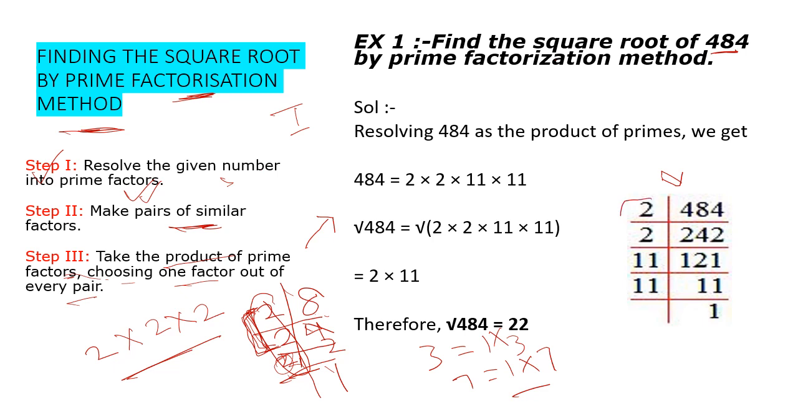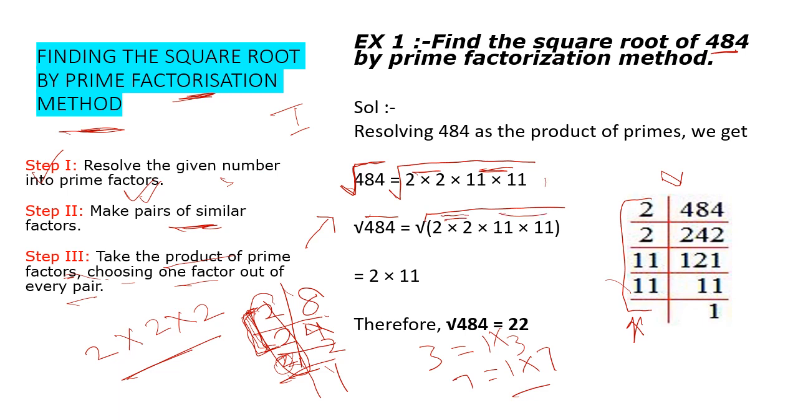So I have broken down this number into its prime factors, the same way you used to do it in the LCM method. Then, always remember, it has not been written here, but you have to put a sign like this. So 484 has been broken down. Then you have to make pairs of the similar factors. So 2, 2 are the same here and 11, 11 are the same here.